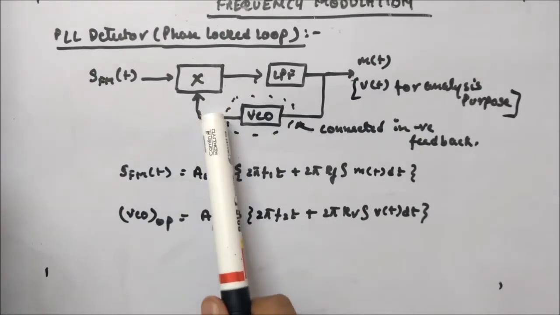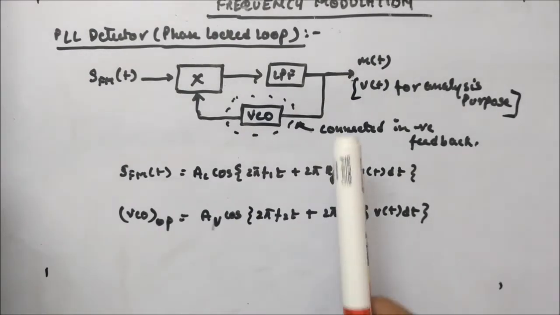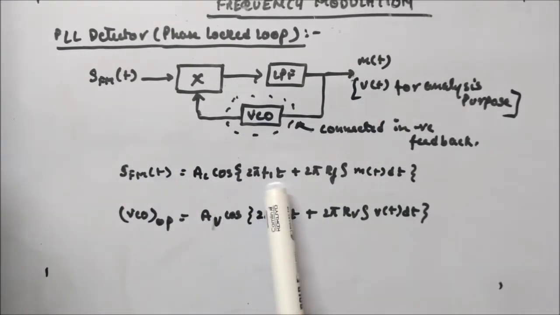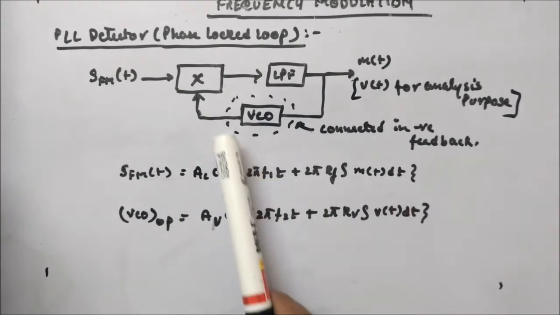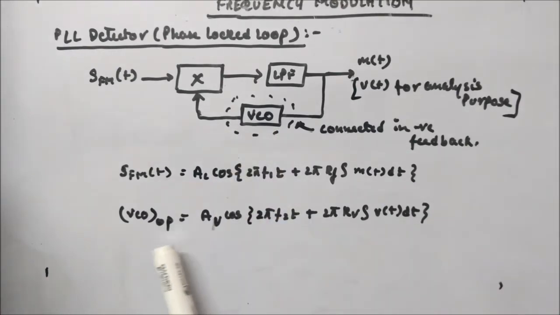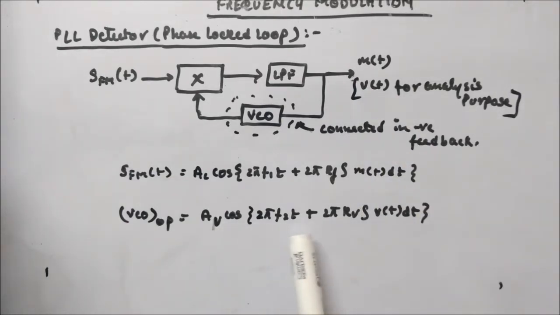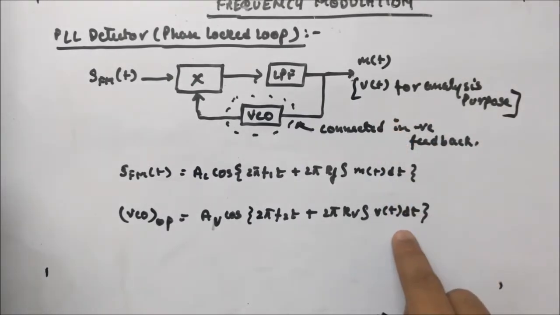So the output of the VCO will also be an FM signal, and this is how it will look. Your S_FM(t) is A_c cos(2πf_1t + 2πk_f ∫m(t)dt). Your voltage controlled oscillator output will be A_v cos(2πf_2t + 2πk_v ∫v(t)dt). So the amplitude, frequency, and frequency sensitivity are different, and the message signal is the same, but for analysis purposes we are keeping V(t).